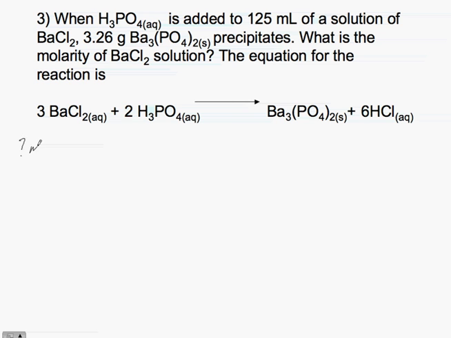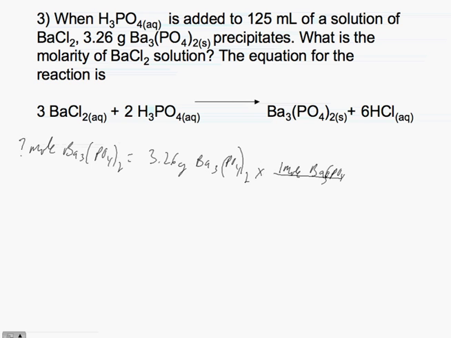So we have how many moles of Ba3(PO4)2 is equal to 3.26 grams of Ba3(PO4)2, and we know that for every 1 mole of Ba3(PO4)2, the molecular weight for this is 571 grams. So if we stop right here, our answer would be in moles of barium phosphate.